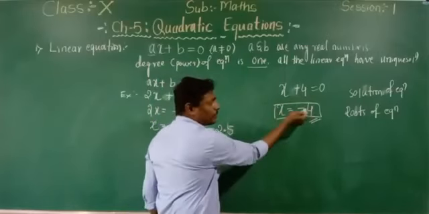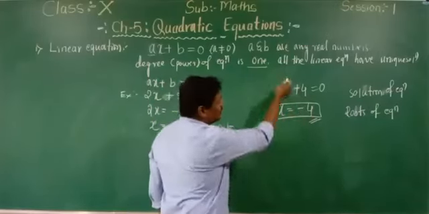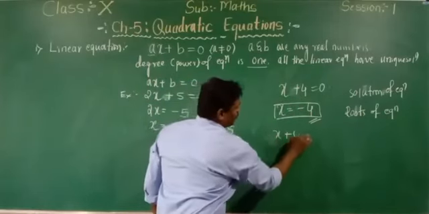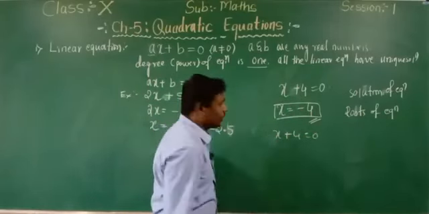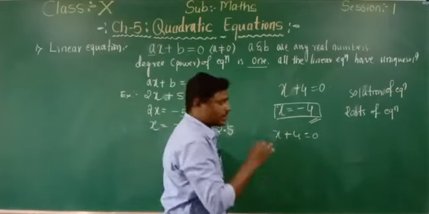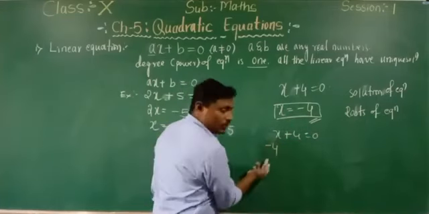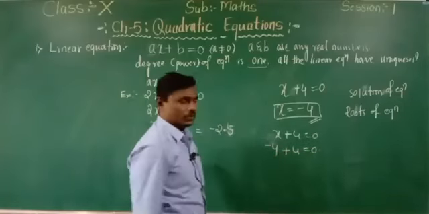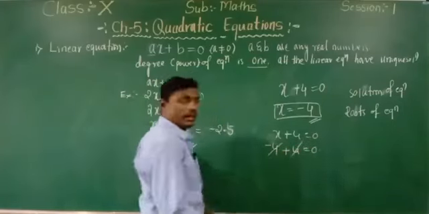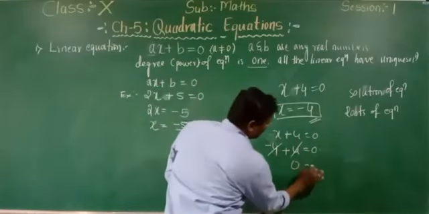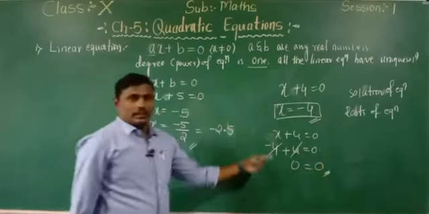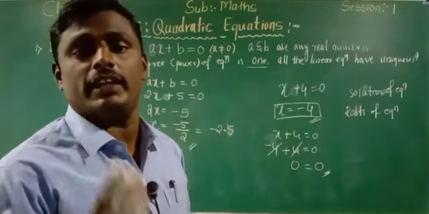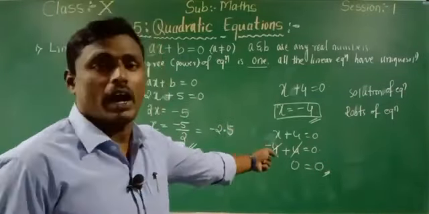Just substitute the value of x in the same equation. X plus 4 is equal to 0. This is the equation. We need to substitute the x value in that equation. So x value is minus 4 plus 4 is equal to 0. Now minus 4 plus 4 gets cancelled. The remaining is 0. Here 0 is equal to 0, which indicates the LHS is equal to RHS.